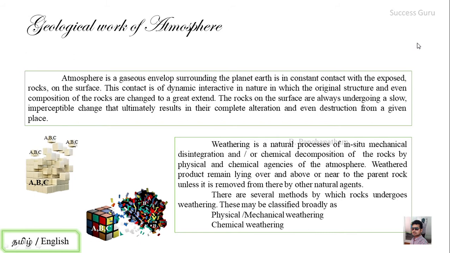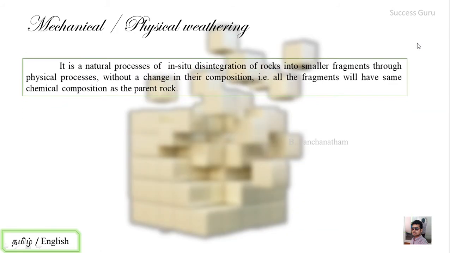So in physical weathering, the weathered product as well as the parent rock have the same composition, whereas in chemical weathering, the weathered product does not have the same composition as the parent rock. Is that clear? Let's get into the heading, mechanical or physical weathering.